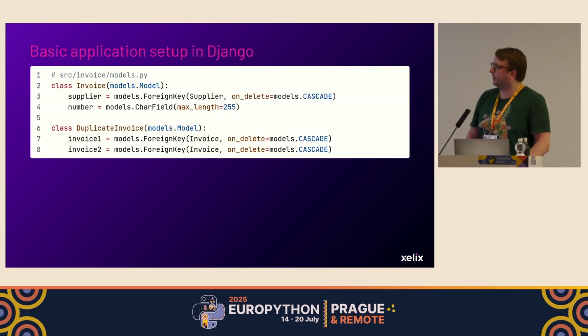And then we get to invoices. We've got an invoice model that's actually linked to the supplier, and through a foreign key there we have access to the tenant, so we know which tenant an invoice belongs to. And finally, we've got the two duplicate invoices, right?